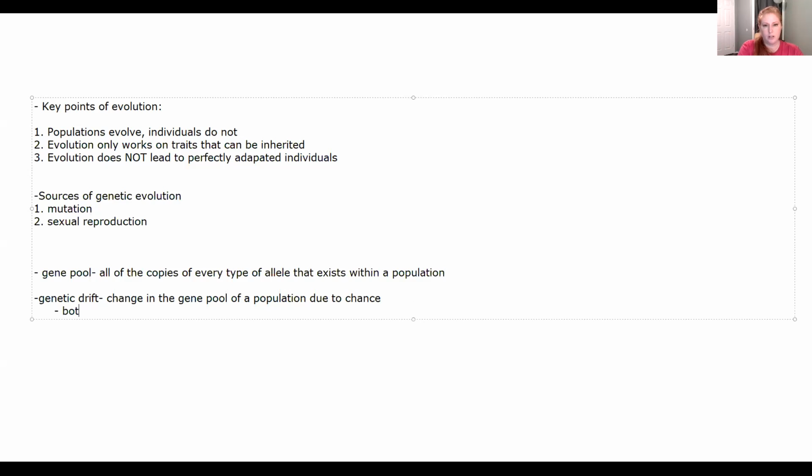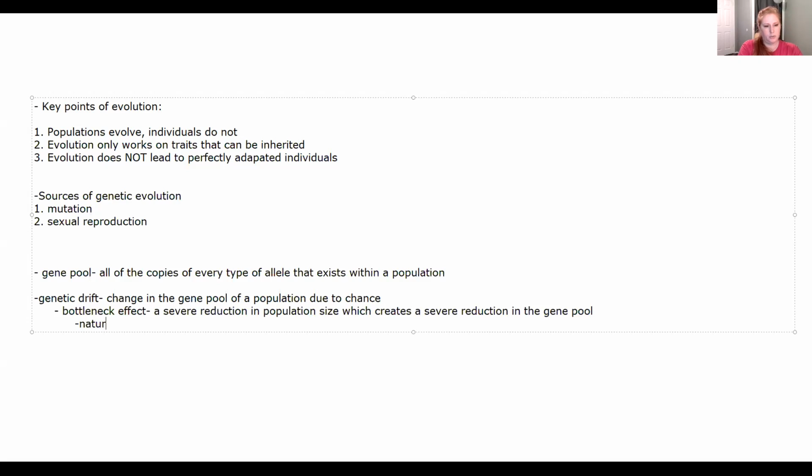The first is called the bottleneck effect. And this one is a reduction in population size, which creates a severe reduction in the gene pool. And again, I gave some examples of what can cause the bottleneck effect.